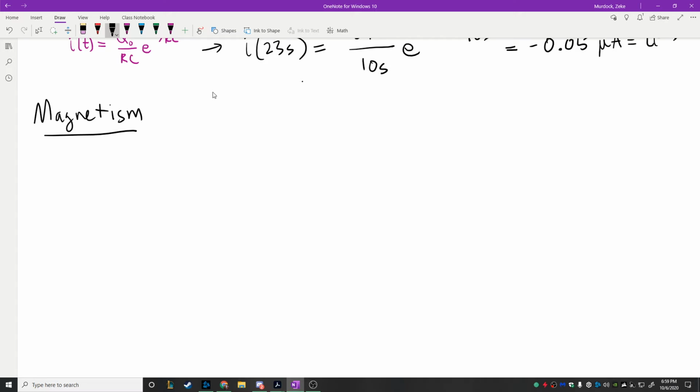All right, what is magnetism? What do you guys know about magnetism? When do you think magnetism was first discovered? What do you know about it? The origins. When did we first learn about magnetism? What do y'all know about that?